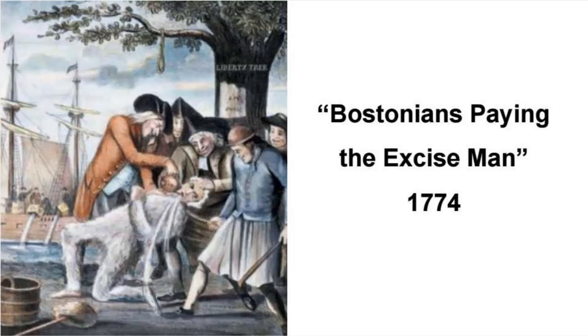In 1774, in response to the Intolerable Acts, you had a lot of protests, sometimes violent, and the exciseman, this painting is called Bostonians Paying the Exciseman. The exciseman is the tax collector. And Bostonians paying the exciseman, what they're actually doing is tarring and feathering him and pouring boiling hot tea down his throat.